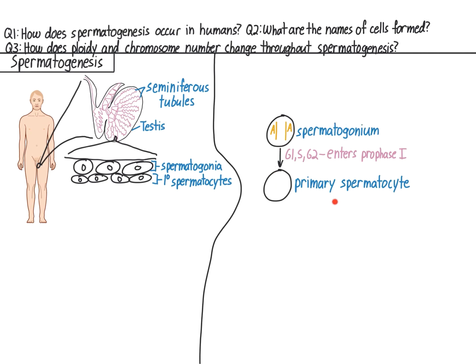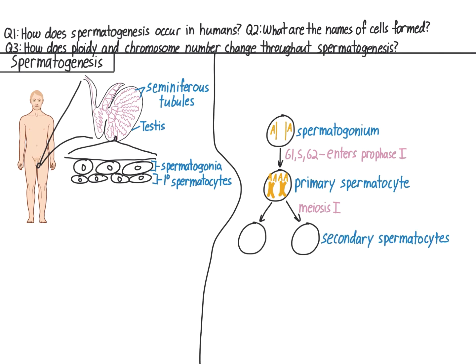Looking back at our cell division diagram, when the spermatogonium went through S phase, the chromosomes were replicated, and during prophase, they condensed. The primary spermatocyte goes through the rest of meiosis 1, forming two cells called secondary spermatocytes, with each of them getting one of each chromosome. In the tubules, the secondary spermatocytes are found just inside the primary spermatocytes.